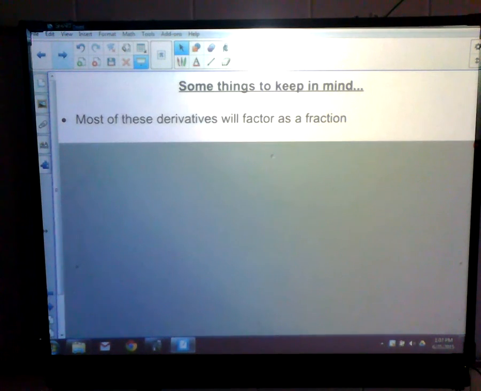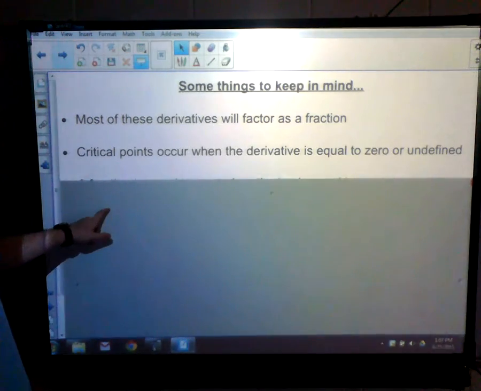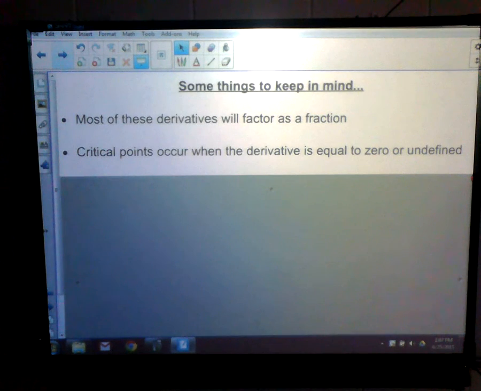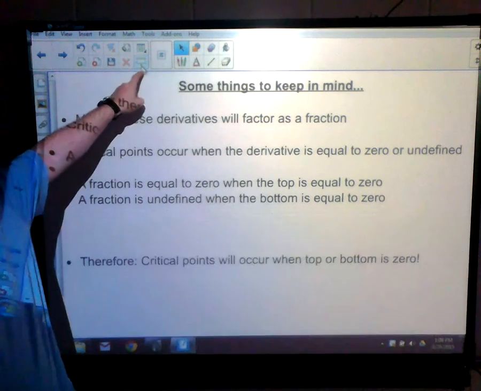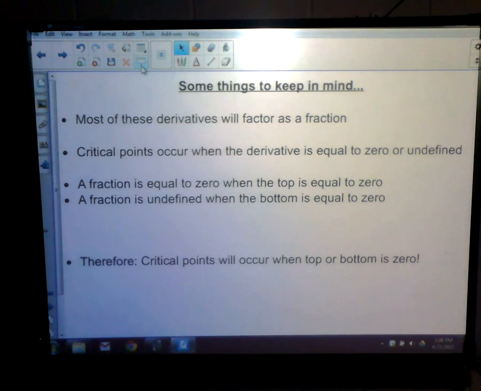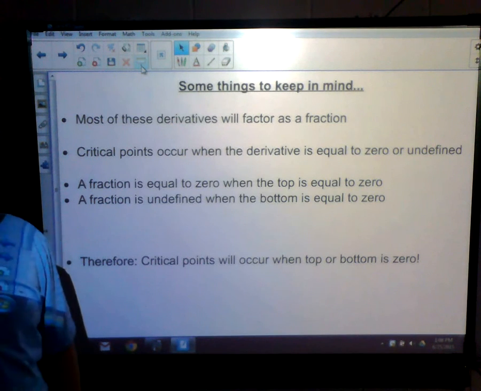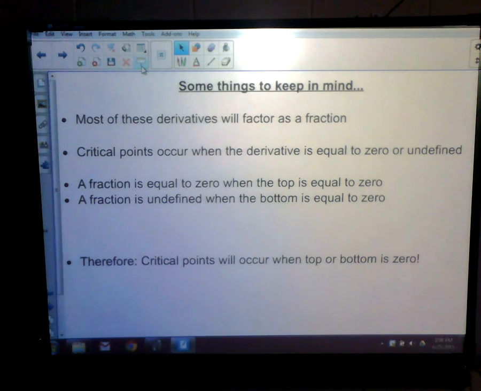Okay, some things to keep in mind. Most of the derivatives will factor as a fraction, just like the chain rule factoring that you did for Miss Bear last year and the chain rule factoring we did earlier this year. A lot of these are going to work out to be fractions. Critical points, those are max mins, they occur when the derivative is 0 or is undefined. A fraction is 0 when the top is 0, and a fraction is undefined when the bottom is 0. Therefore, critical points will occur when the top or bottom of this fraction is 0. Now, not every critical point is going to be a max or min, but if there is a max or min, it's going to be at a critical point.